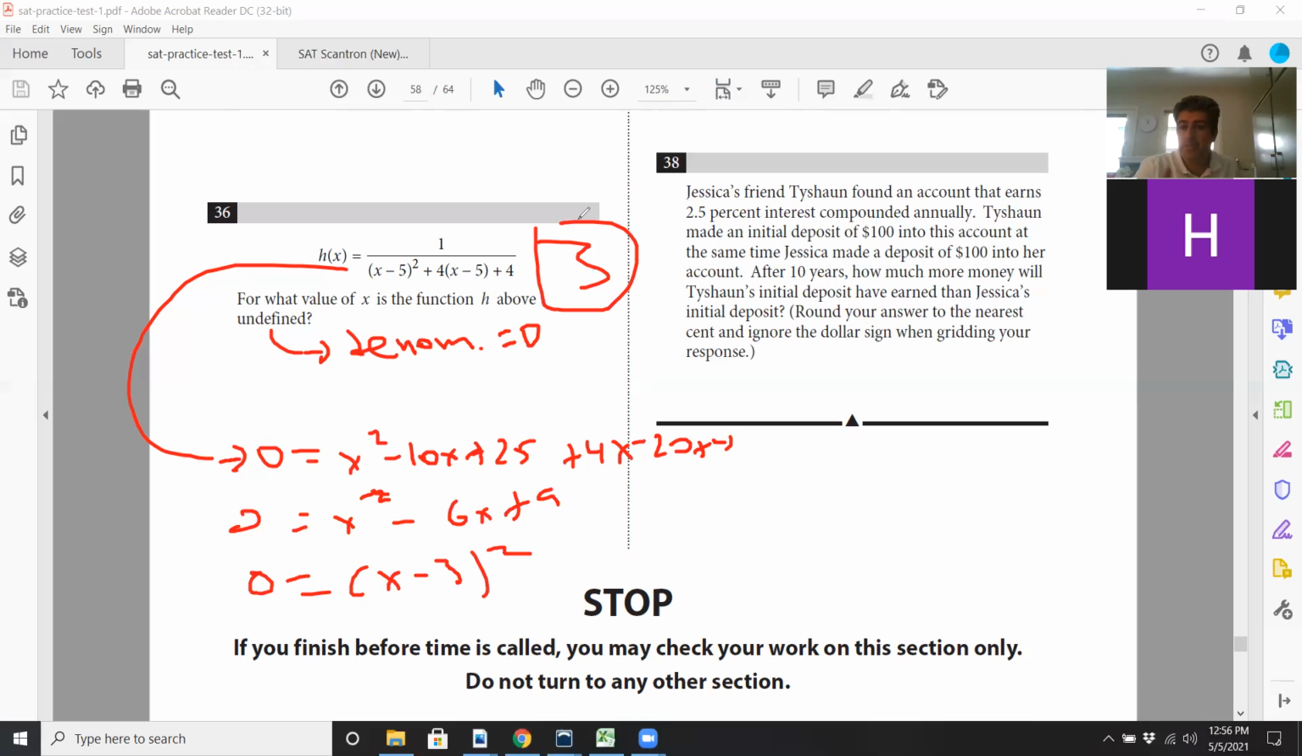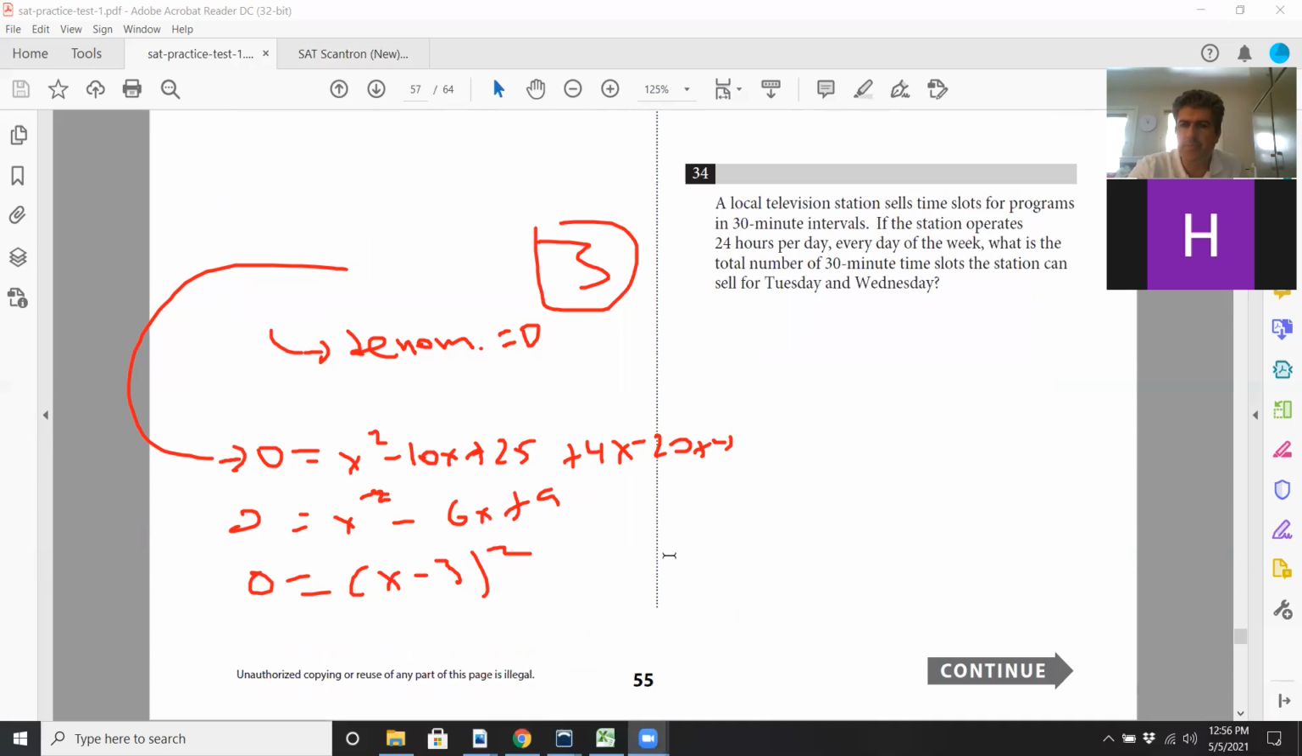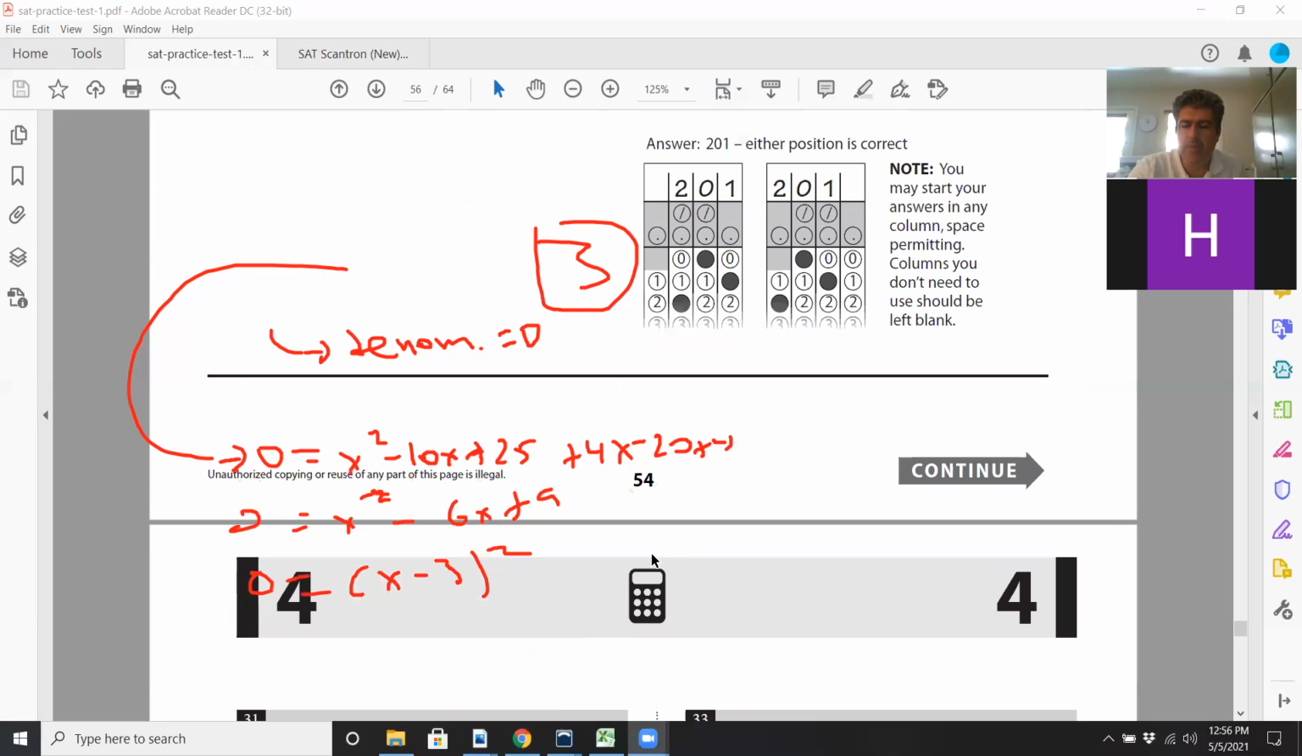So that covers some of the things that you would see for the calculator portion of the SAT, or the math section that allows a calculator. So another time we could, let me stop the recording.